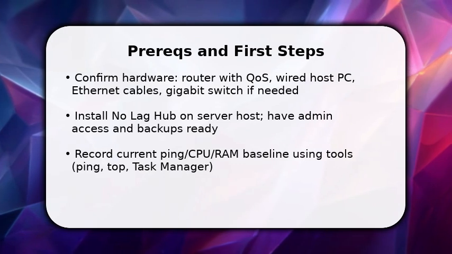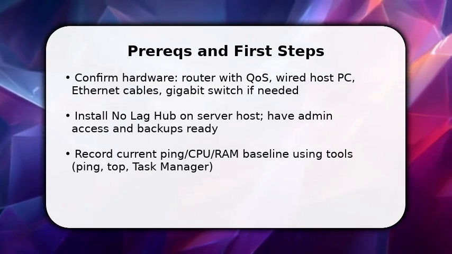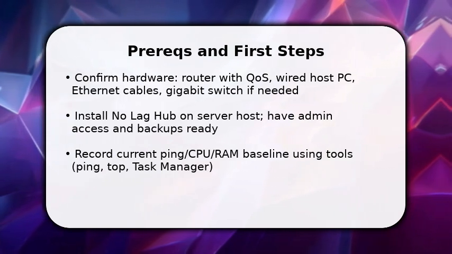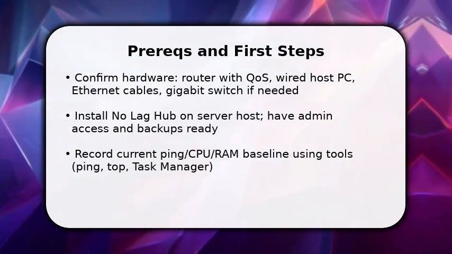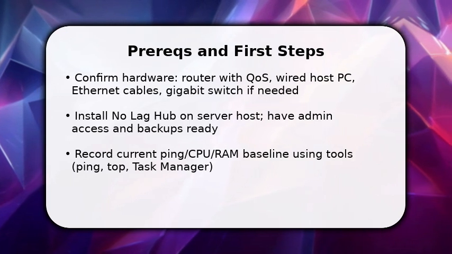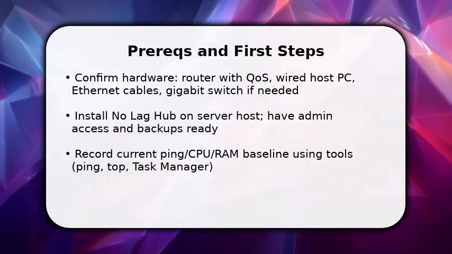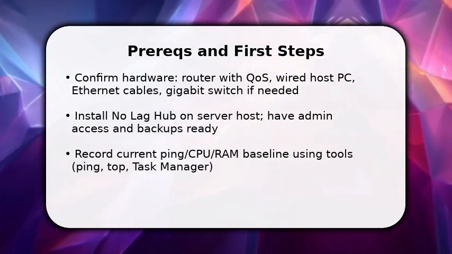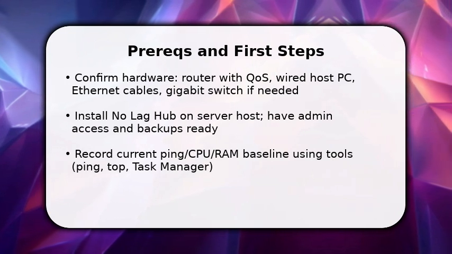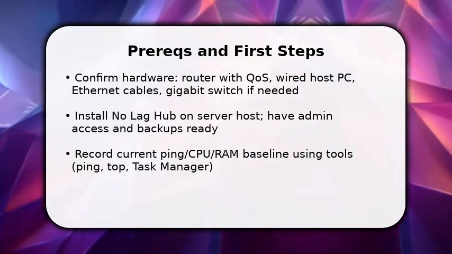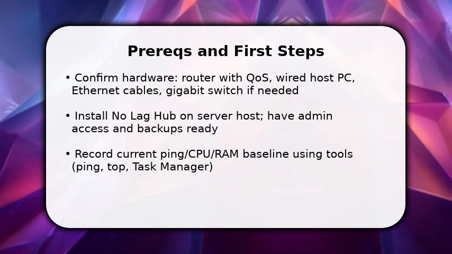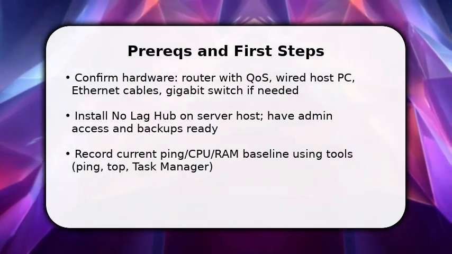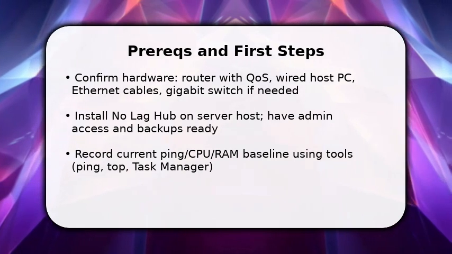You start by verifying prerequisites quickly: a wired host, router with CoS, and admin access. Install the No Lagg Hub service on the host machine now, because early installation lets you measure baseline performance. Once installed, run ping and system monitors to capture CPU, RAM, and latency baselines so you can compare later. Make sure backups are available before changing configs. These first actions prevent guesswork and let you quantify improvement as you tune the hub.